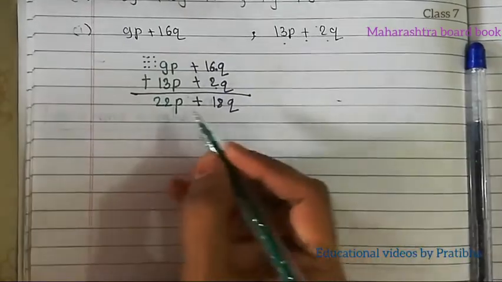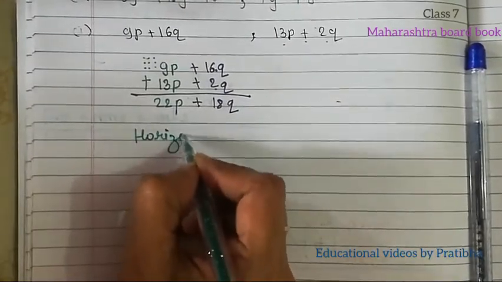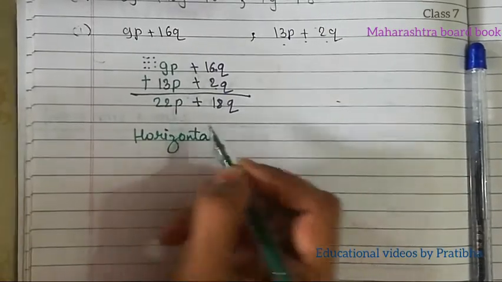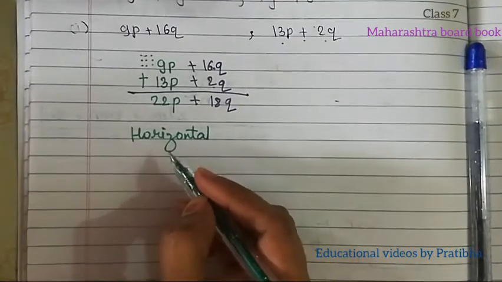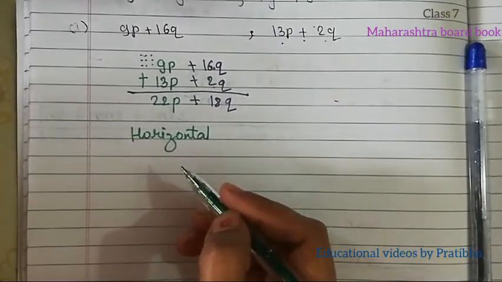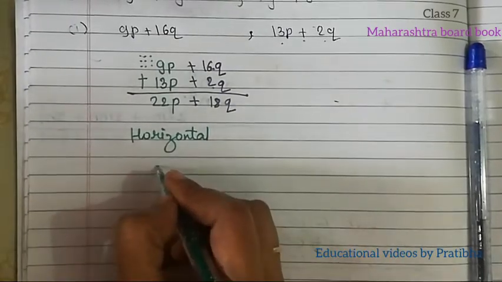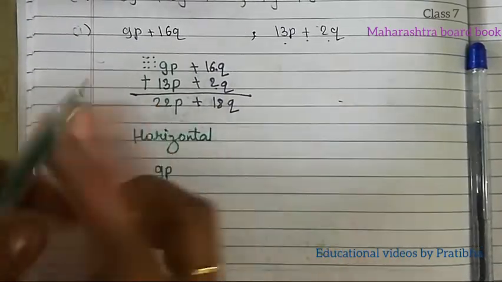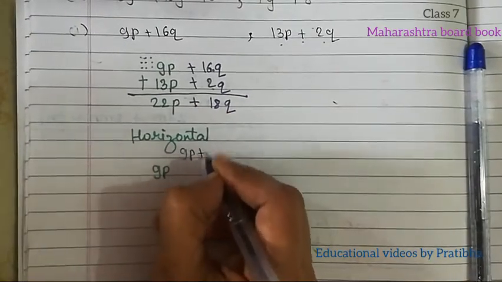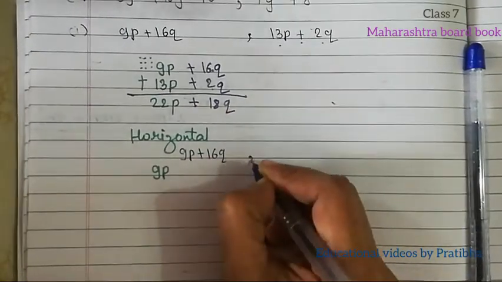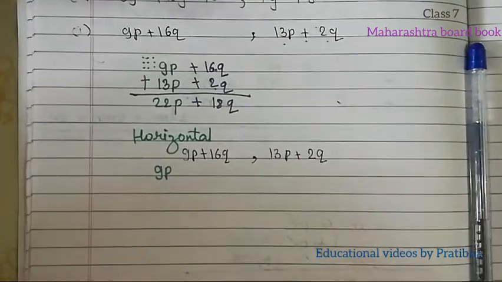Let us do the same question in horizontal manner. I'm just explaining one sum in horizontal manner so that those who are watching this video for the first time will come to know how to do horizontal arrangement for addition. So I'm writing, first I'm going to write the question, that is 9p plus 16q, 13p plus 2q. These are the two different expressions.